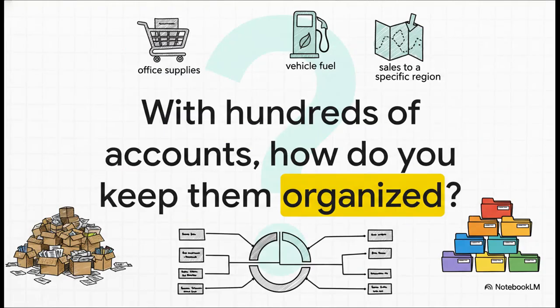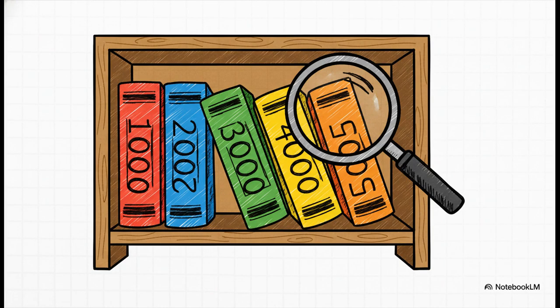Okay, so we've got our 5 main categories, our 5 big buckets. But a real company, as we talked about, might have hundreds, maybe even thousands of individual accounts. A specific account for office supplies, another for fuel for the trucks, another for sales to a specific customer. I mean, how do you possibly keep all of that organized and prevent it from just turning back into total chaos? The answer is actually pretty elegant.